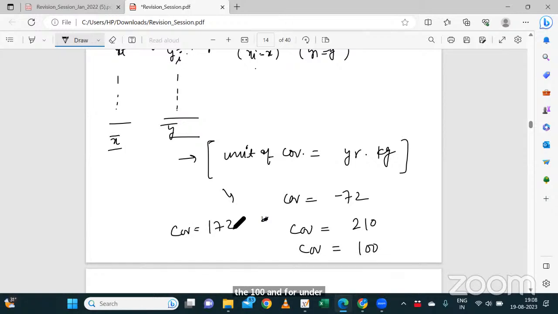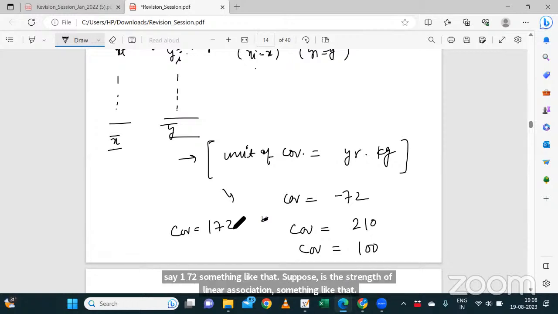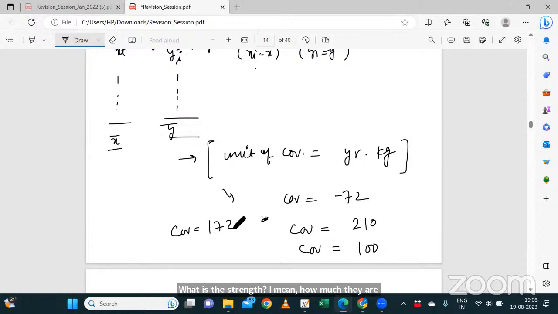Suppose covariance tells us the strength of linear association. But what is the strength? I mean, how much they are associated, whether strongly associated or weakly associated, we don't know, right? By seeing the value, we can't quantify how much association there is. You can't say this is less associated, this is highly associated, because there is no lower limit to compare, or upper limit to compare. Are you agree with me?